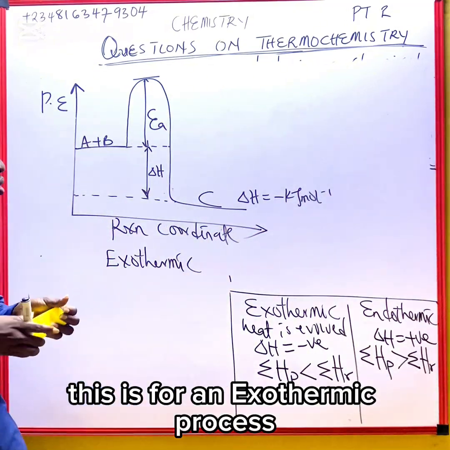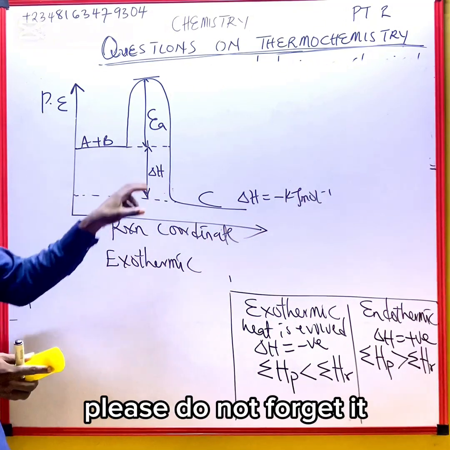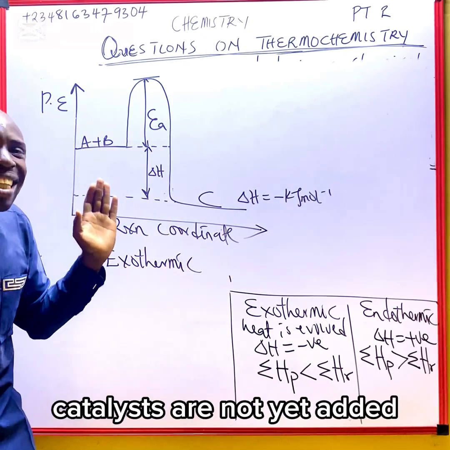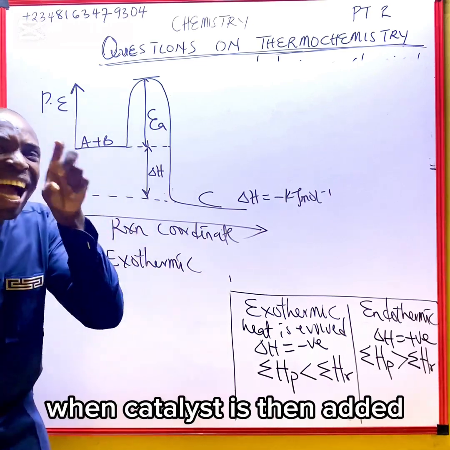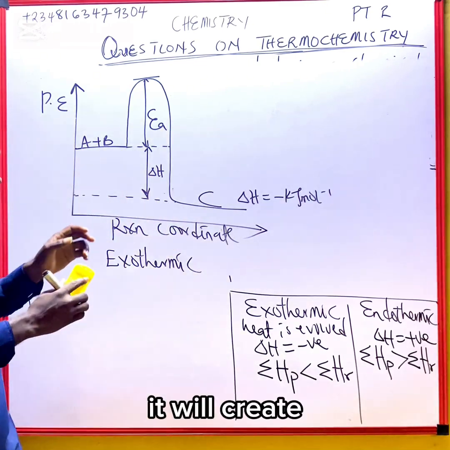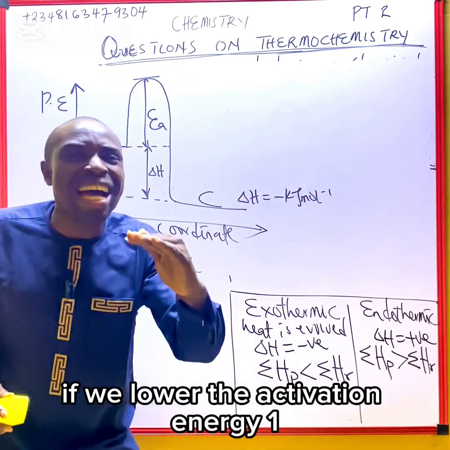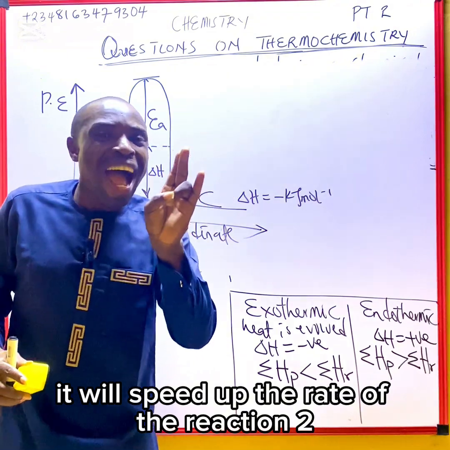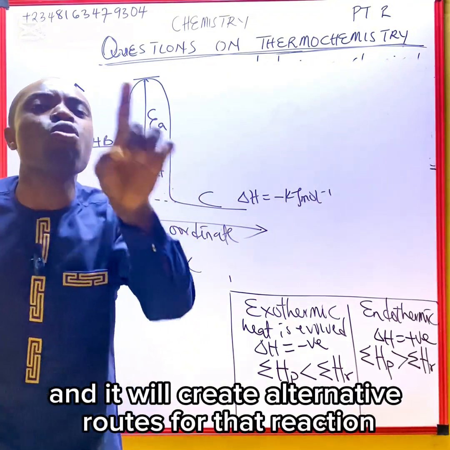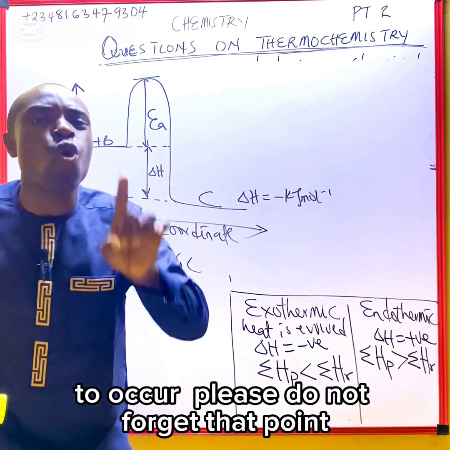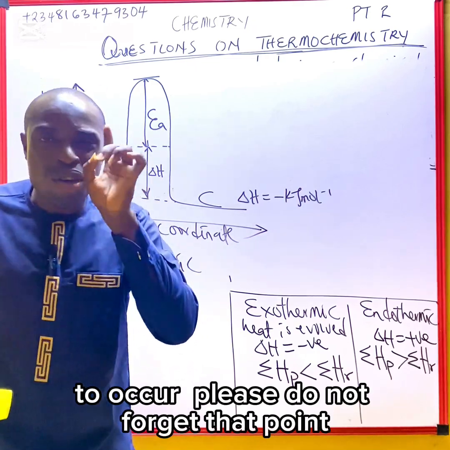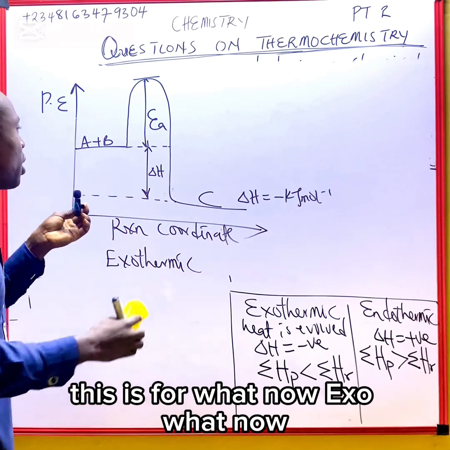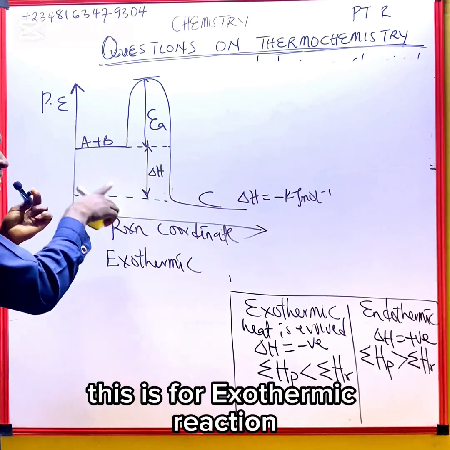This is for an exothermic process. Please do not forget it. Now take note that this is for an uncatalyzed reaction. What's the meaning of uncatalyzed? Catalyst has not yet been added. When catalyst is then added, it will lower the activation energy, 1. It will speed up the rate of the reaction, 2. And it will create alternative routes for that reaction to occur. Please do not forget that point. This is for exothermic reaction.